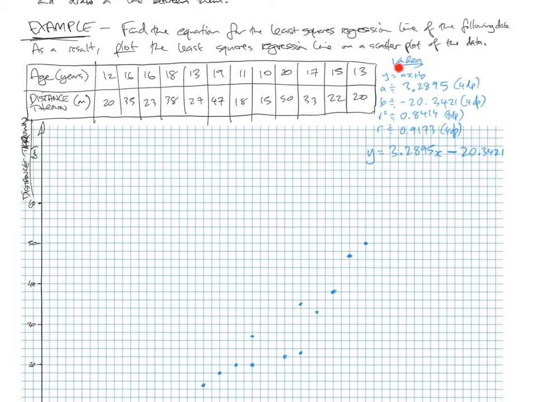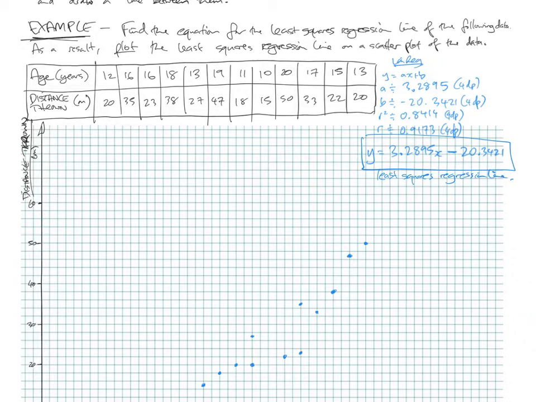Well, this function is telling me the line is in this form, ax plus b, and this is telling me what a is, 3.2895. X, you leave x there. B is negative 20.3421. I tried to add it, but a plus and a minus sign become a minus. So this is the equation of the least squares regression line.